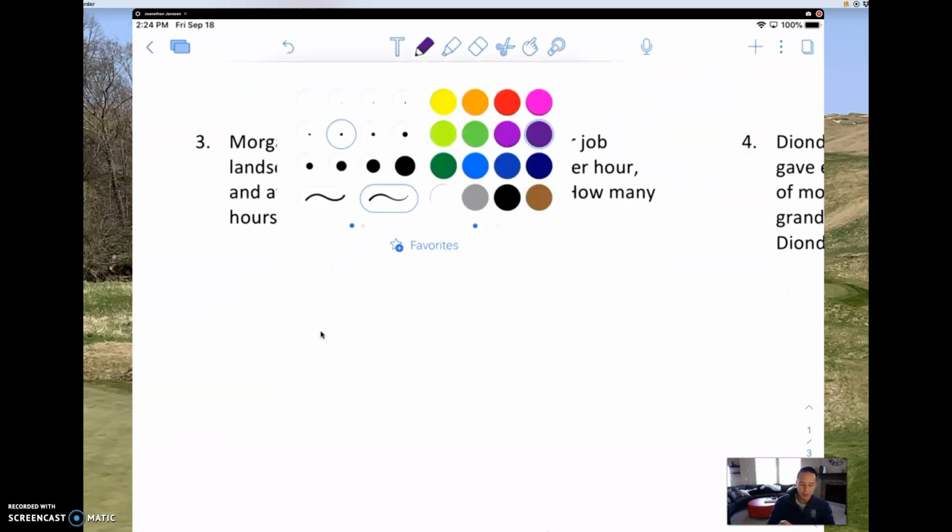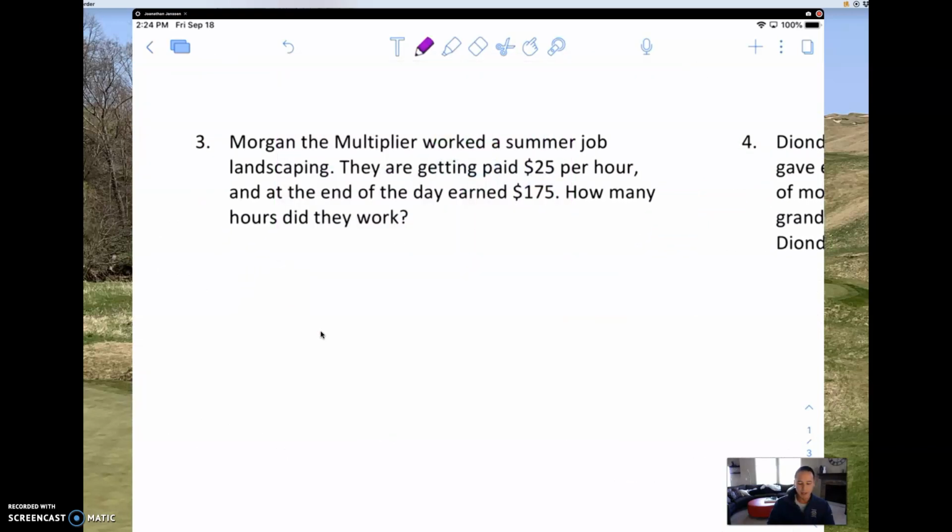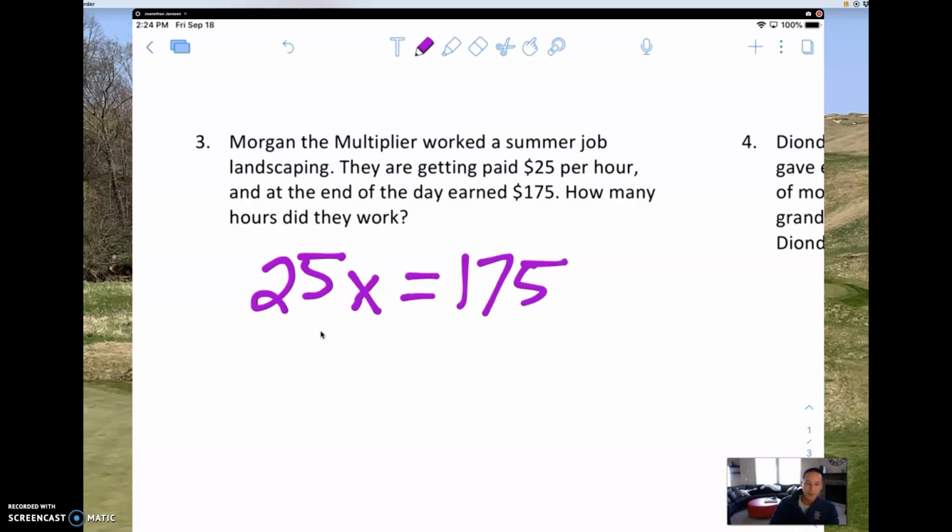And we're on to Morgan the multiplier. Morgan the multiplier worked a summer job landscaping. They're getting paid $25 per hour, and at the end of the day, they earned $175. How many hours did they work? So we have $25 per hour, and we don't know how many hours they worked, so we're just going to call that x. So it's $25 for a certain number of hours. You multiply it by how many hours you worked, and that equals a total of 175.